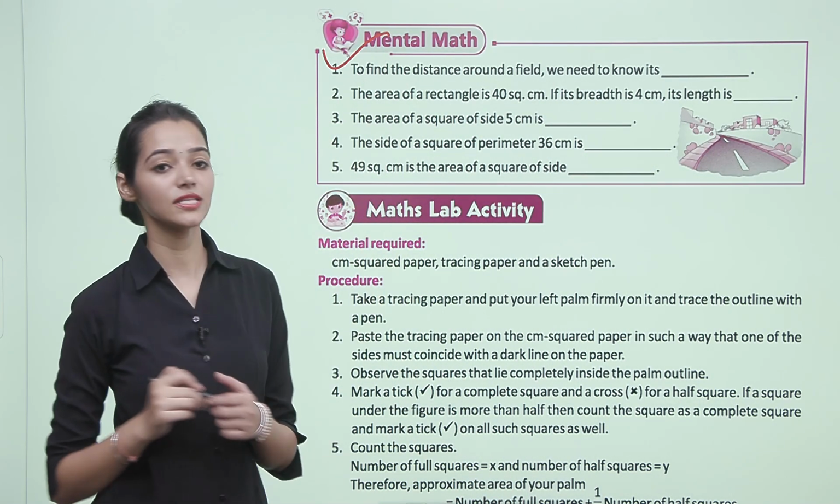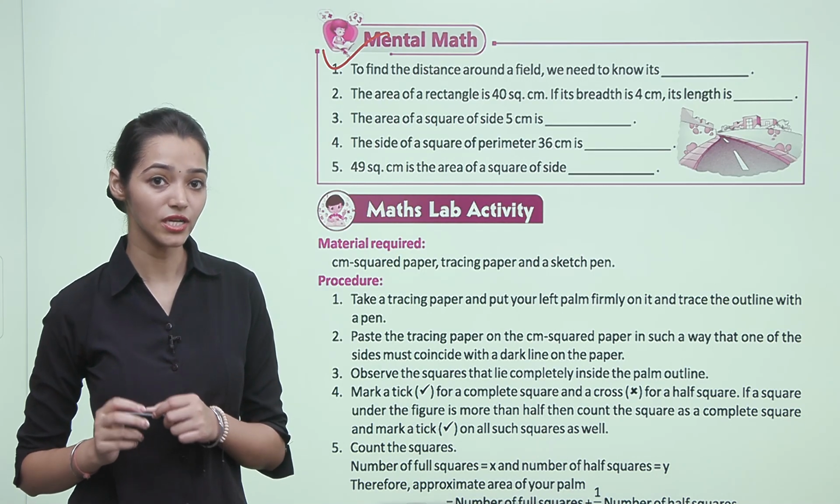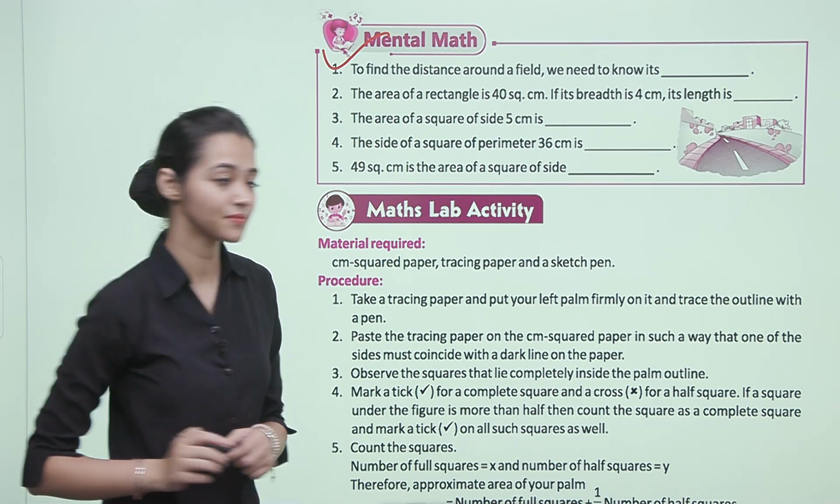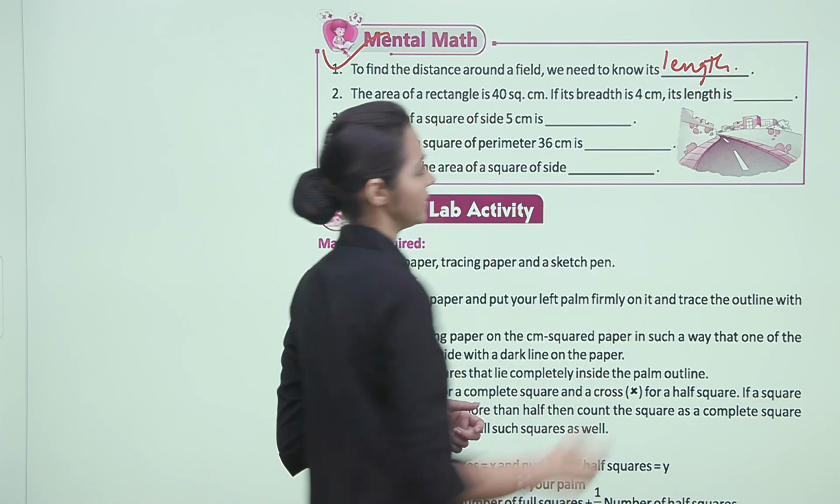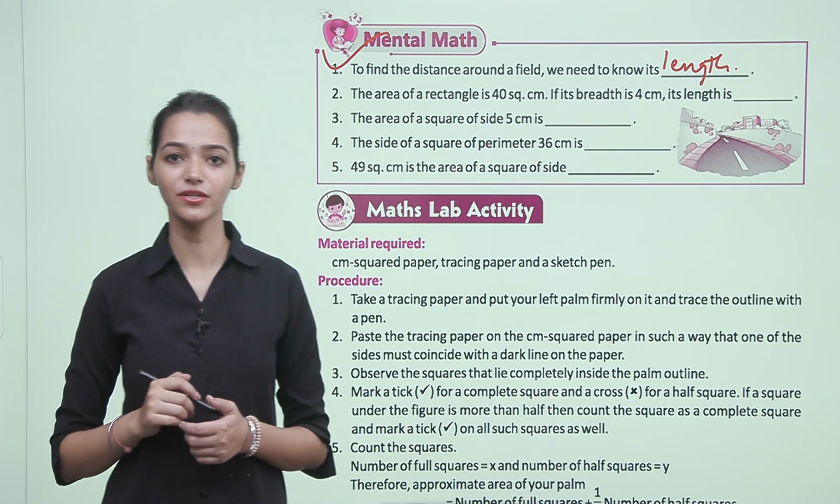Now, let's look at the mental maths. To find the distance around a field, we need to know its length. That's how you can complete the remaining part.